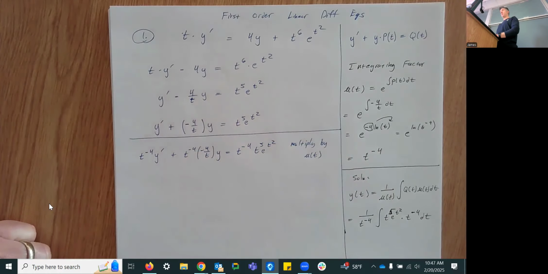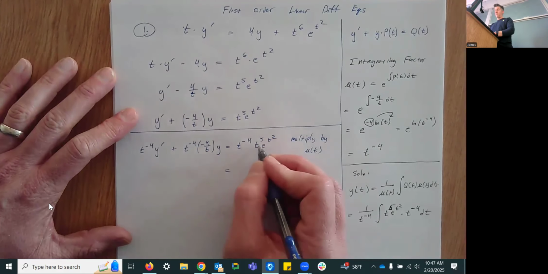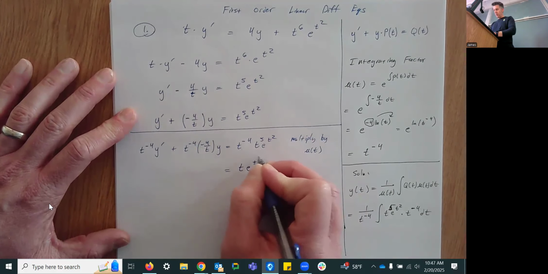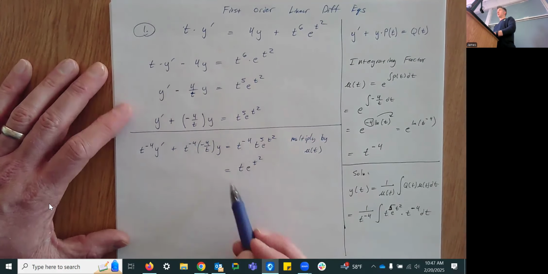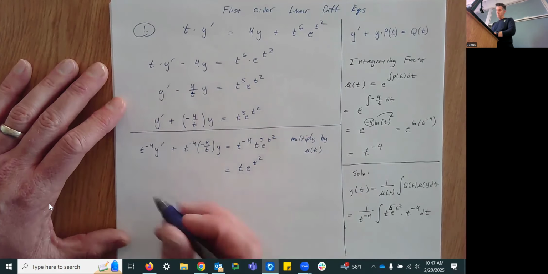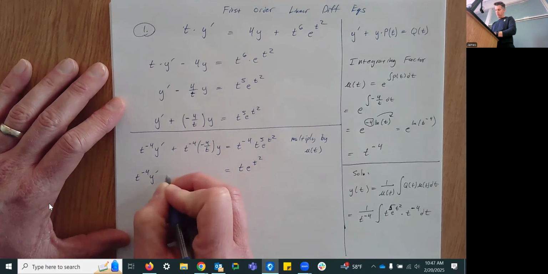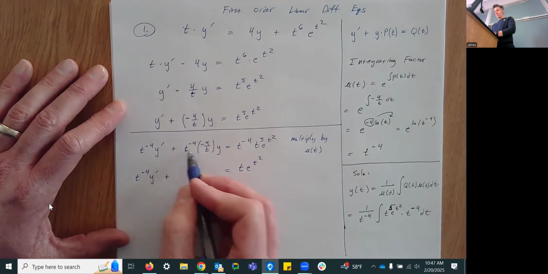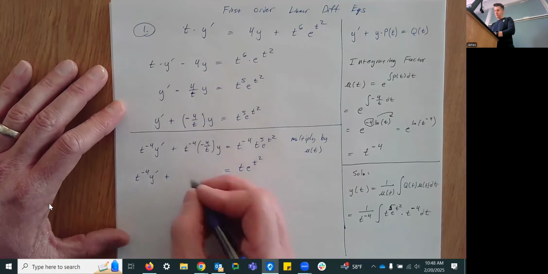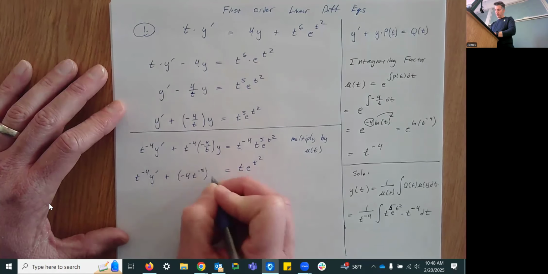Let's simplify that a bit. On the right-hand side, t to the negative 4th times t to the 5th is just t, and that's a good sign. We can see that when we're going to have to integrate that later, it's going to be really easy to do a u substitution. On the left-hand side, we have t to the negative 4th times y prime plus t to the negative fourth times negative 4 over t, which is going to be negative 4 times t to the negative fifth, times y.